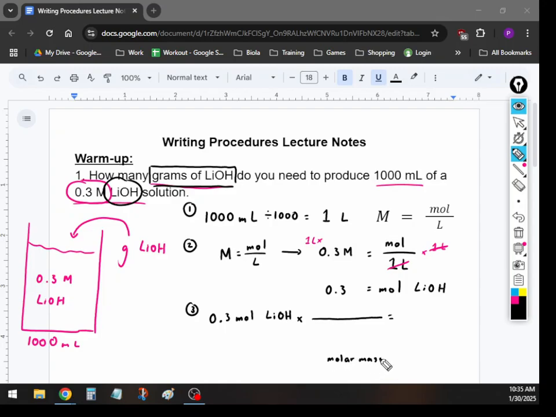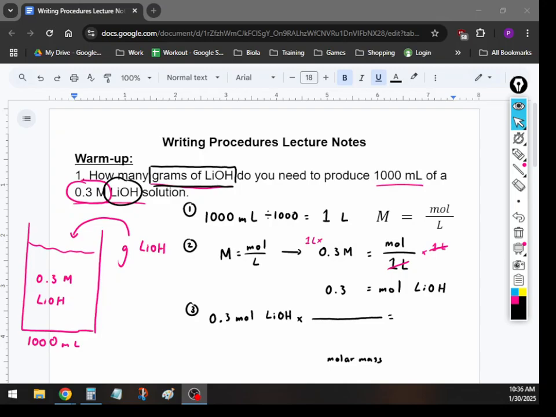So if you guys have your periodic tables, you can look that up right now. I want you guys to see if you can use the periodic table to find the molar mass and complete this fraction, and see if you can get the final answer. I'll give you guys about 2 minutes to do that. Again, use the periodic table to find the molar mass of LiOH. See if you can plug it properly into this fraction and solve for grams.